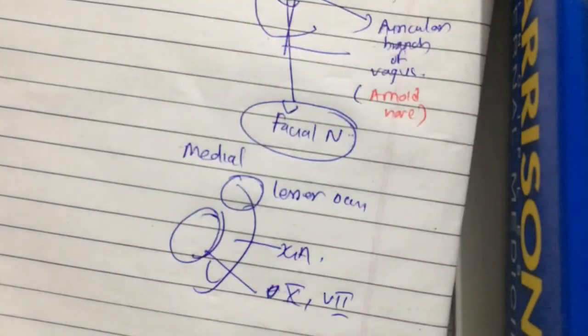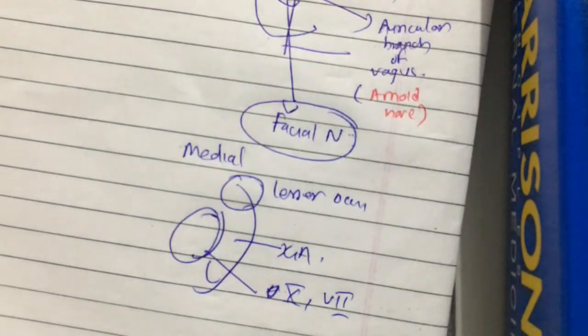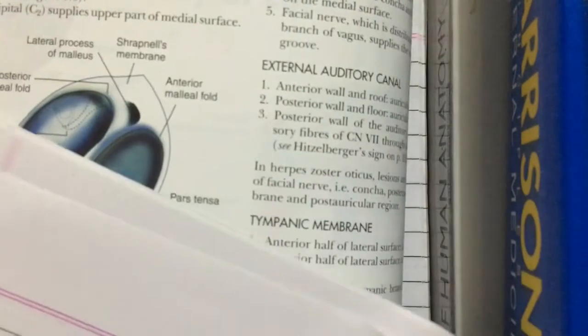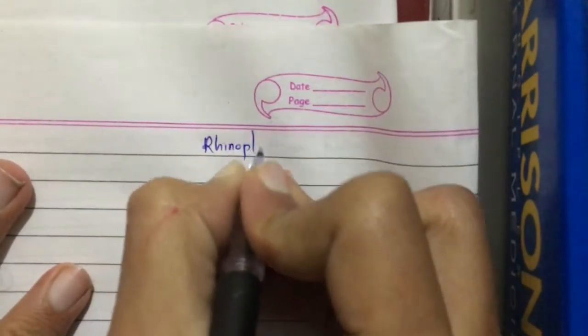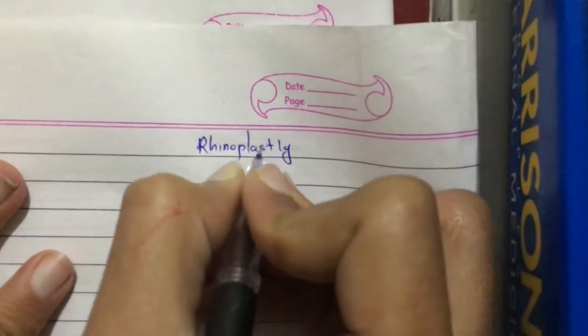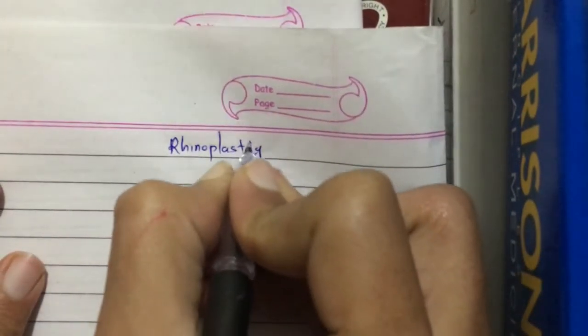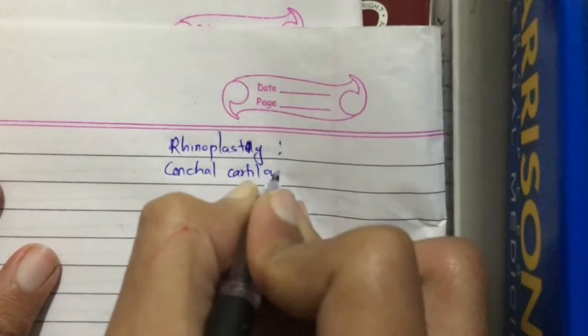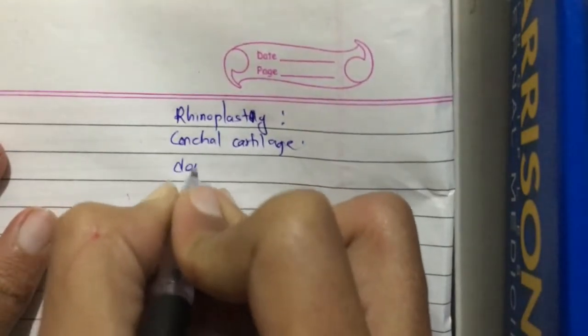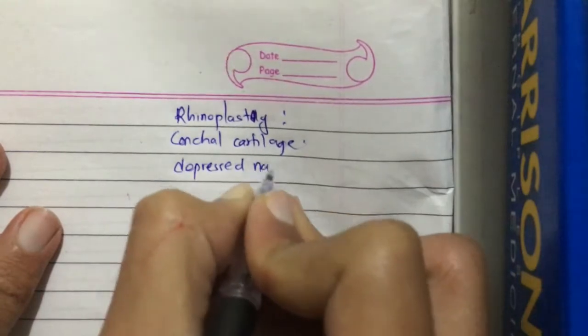What is the importance of the pinna? Mainly, the cartilage in the pinna can be used for various types of surgeries like rhinoplasty and tympanoplasty. In rhinoplasty, the conchal cartilage is used to correct the depressed nasal bridge.